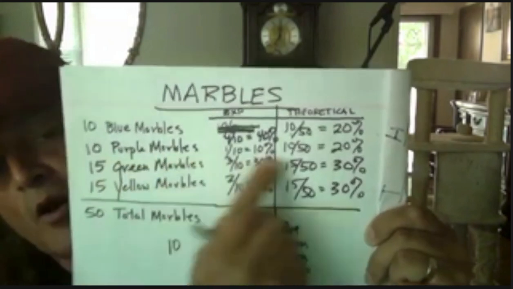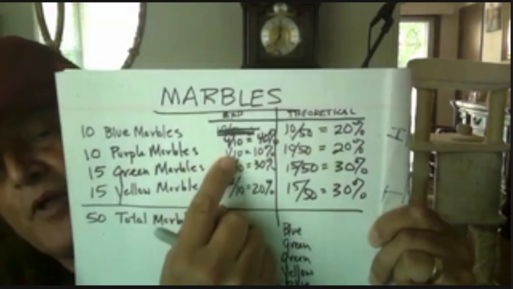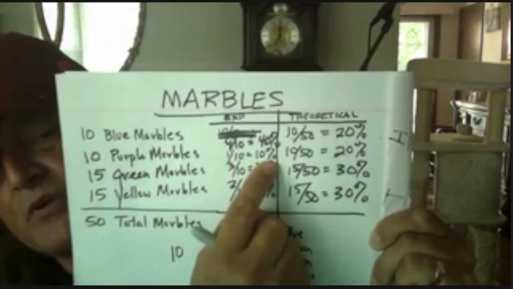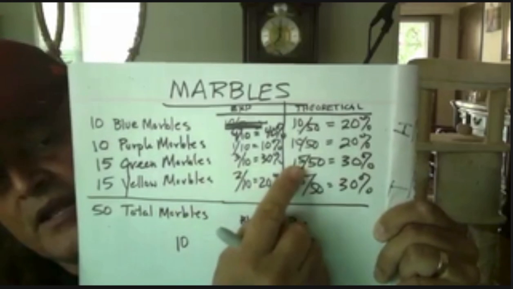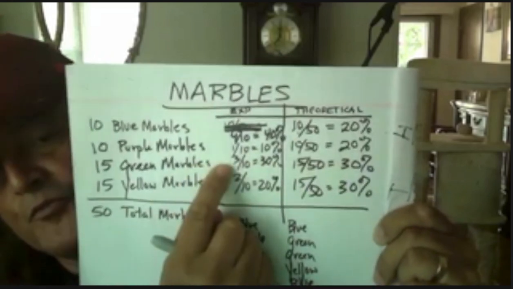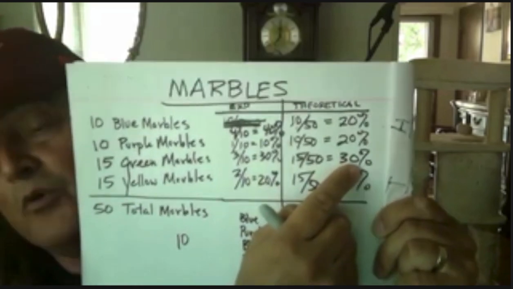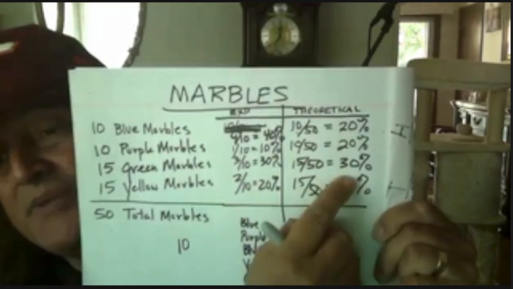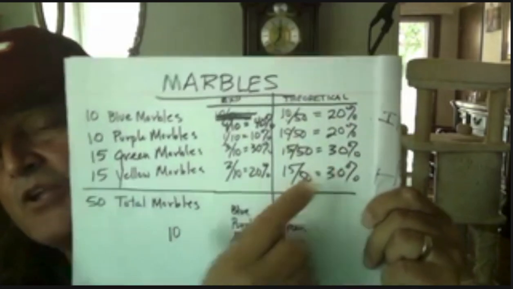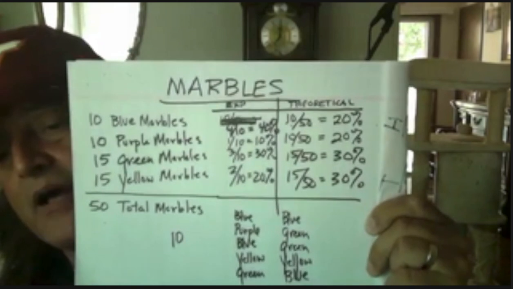All right, purple marbles, we thought there was a 20% chance you get a purple marble. Well, we only pulled out 1 out of 10, so in the experiment, it was only 10%. Green marbles should have been 30%. Well, we pulled 3 out of 10 out. The experimental probability was exactly what we thought would happen in theory. So every now and then, it does work out to be exactly the same. But usually in an experiment, it won't be the exact same amount as what it is in theory.